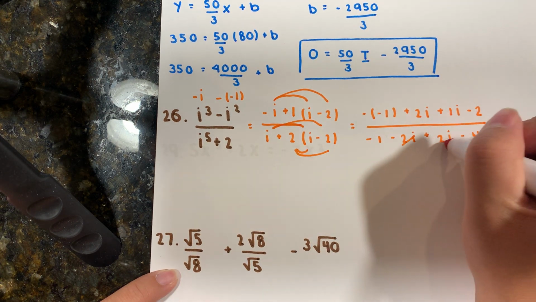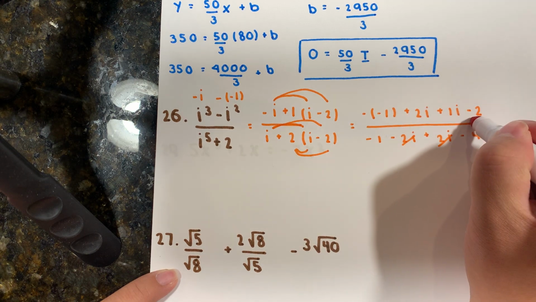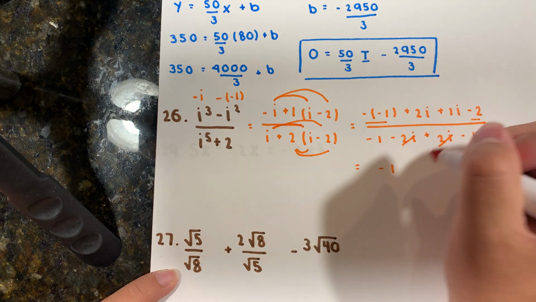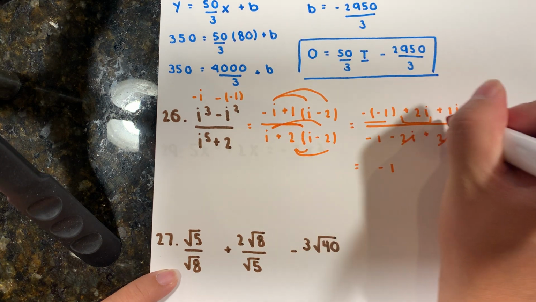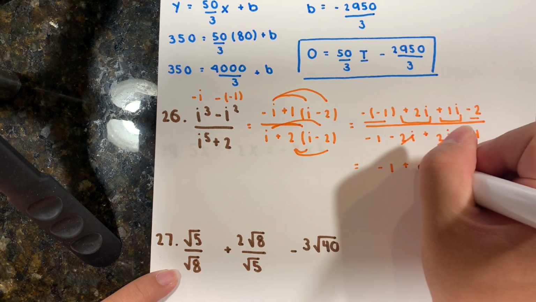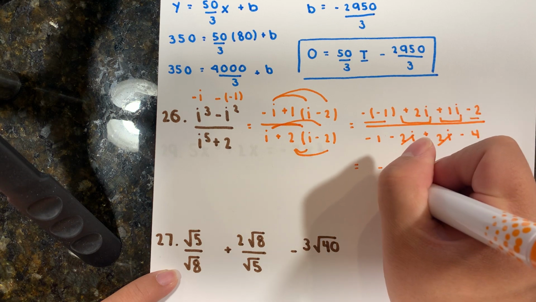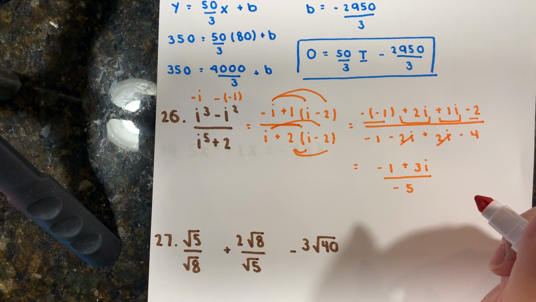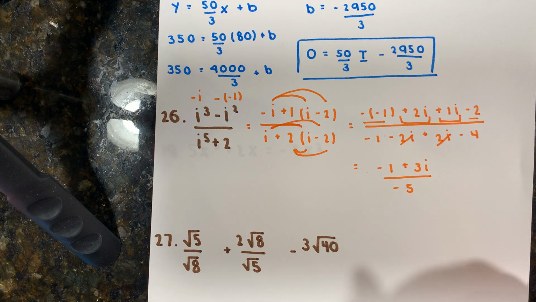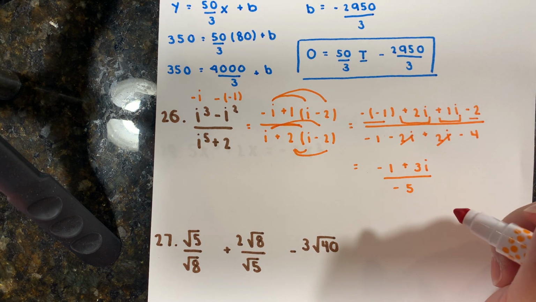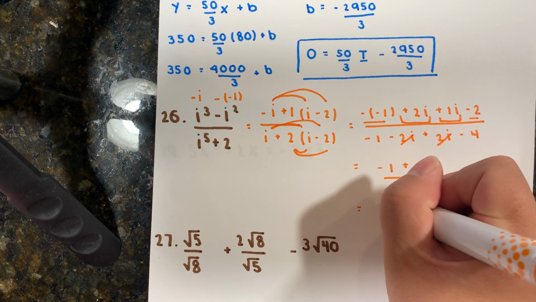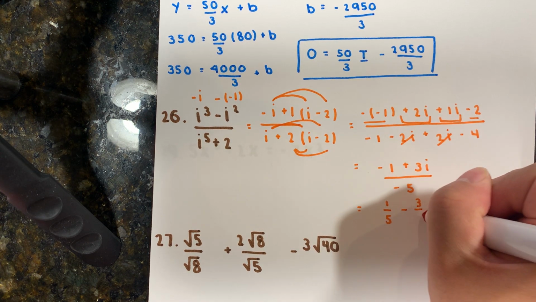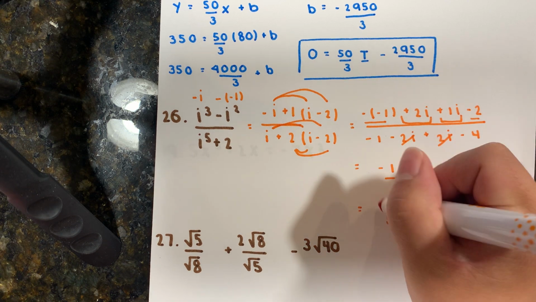So the i's are going to cancel. Then I have negative 2 plus 1 would be negative 1. 2i plus 1i would be 3i. That would be all over negative 5. And they do split that up in the answer key, which would be 1 over 5 minus 3 over 5i.